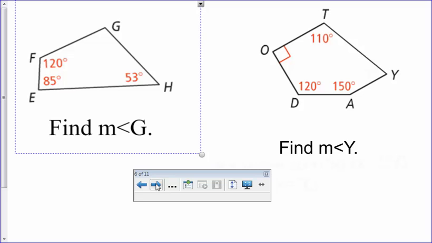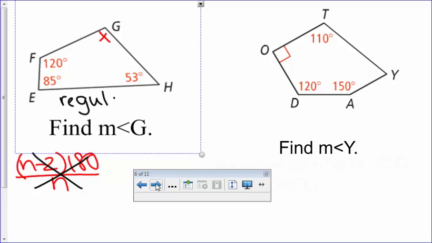All right, so first off, we're trying to find the measure of angle G, so I'm just going to go ahead and put an X there. Well, we have interior angles, but we don't want to find the sum. It's finding one of them. To find one angle in a polygon, it's n minus 2 times 180 divided by n. But we cannot use that formula. The reason being is this is not a regular polygon.